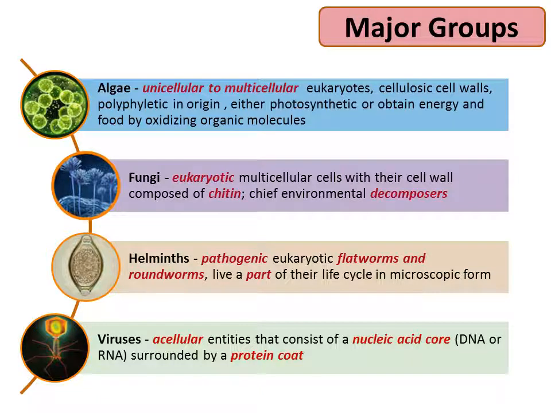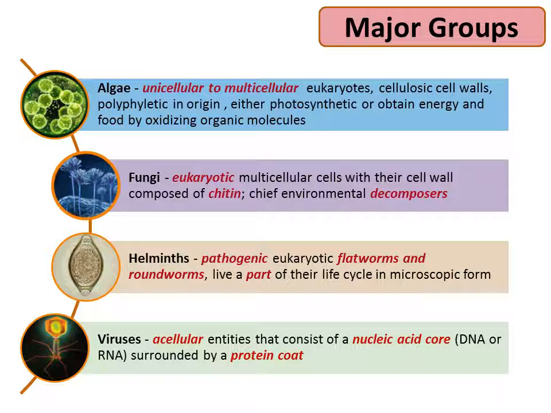The next group is algae, which includes several organisms, all eukaryotic, ranging from unicellular to multicellular. They possess distinct cell walls, which are made up of cellulose, and like protozoa, they are also polyphyletic in origin. That means they do not have a common ancestor. Different organisms lying within this group trace back their origin to different ancestors. These can be photosynthetic, as we know about green algae, cyanobacteria, or they can also obtain their energy by utilizing organic molecules prepared by other organisms.